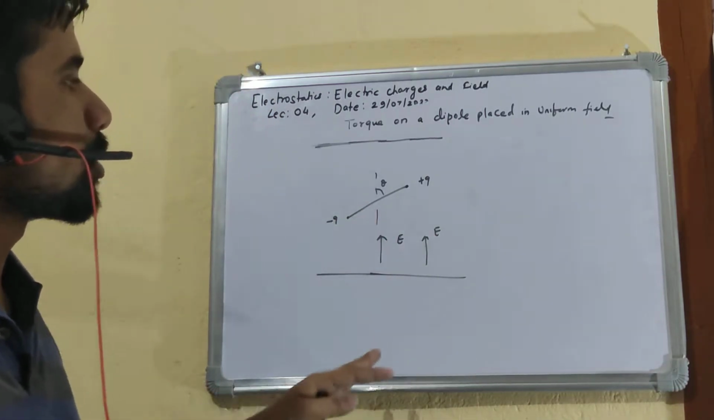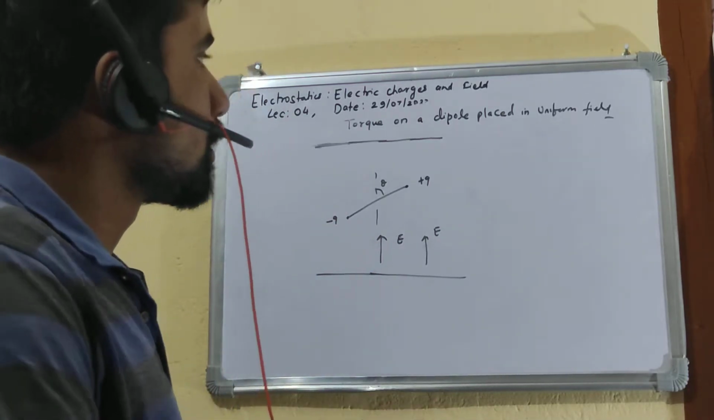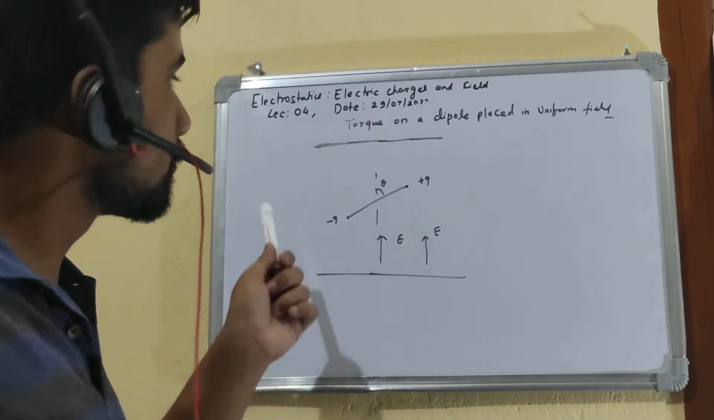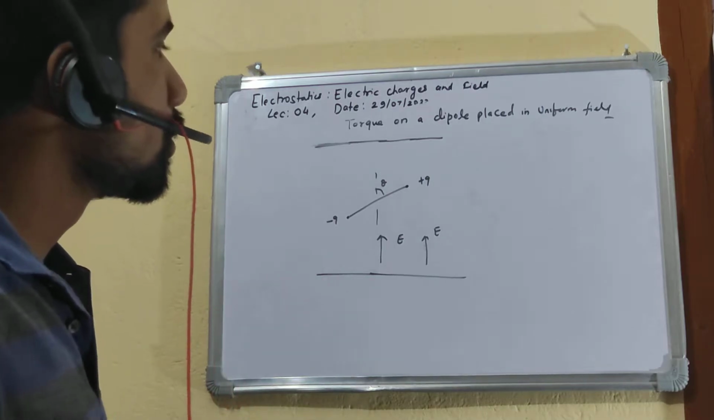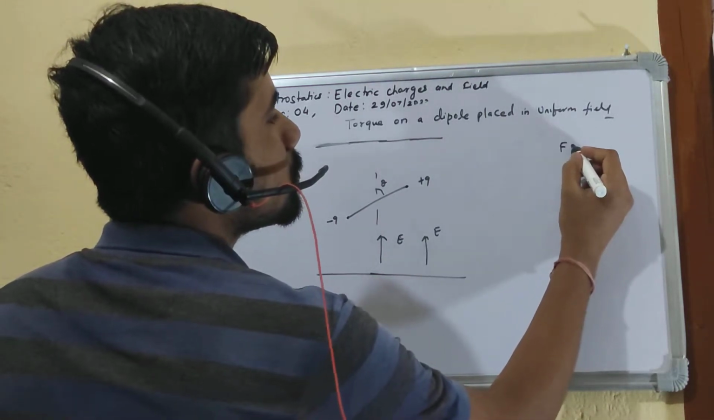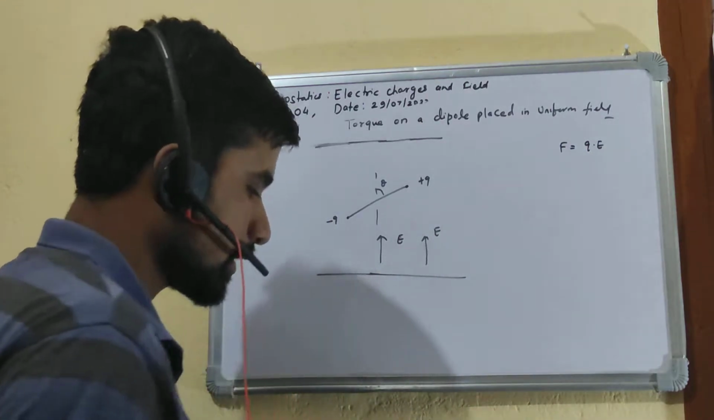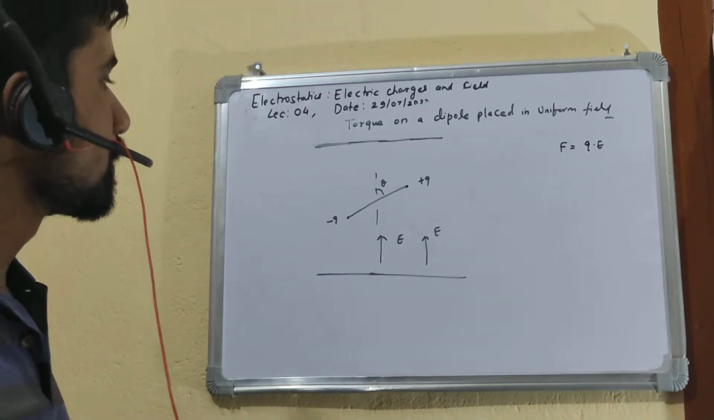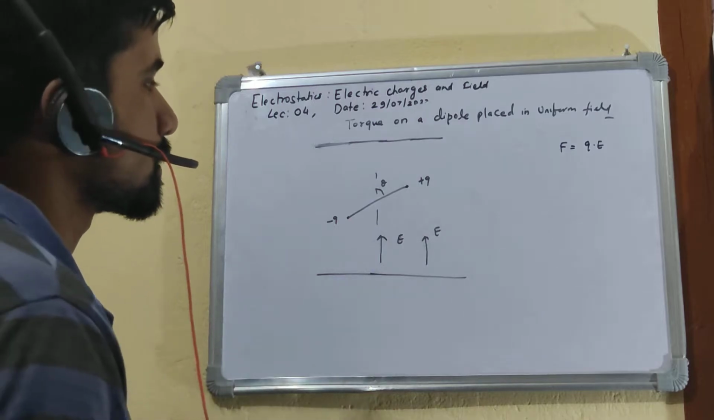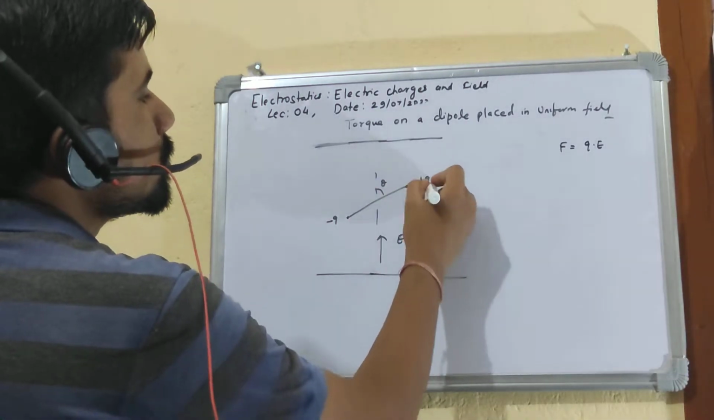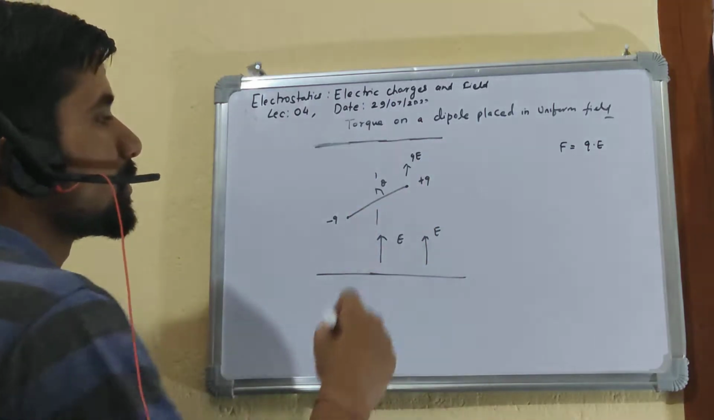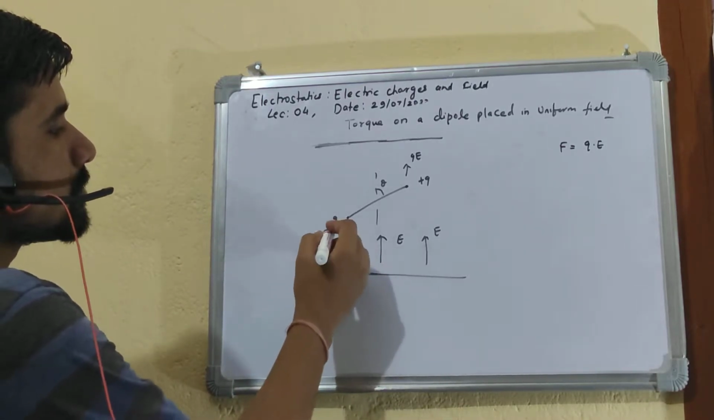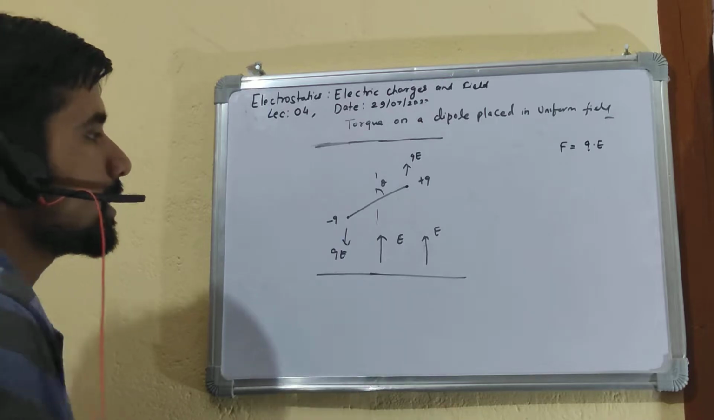So let's go back to the topic and understand what is torque on a dipole which is placed in uniform electric field. But before talking about torque, let's talk about force. What is force on this system of dipole, right? So you know, force is given by what? What is the relation between force and field? It is Q into E. So if I need to calculate force on a charge, I just need to multiply it with electric field, right? These two charges are of opposite nature, right? So force on this plus q charge will be Q into E in the upward direction, right? Force on this negative charge will be Q into E in the downward direction, right?